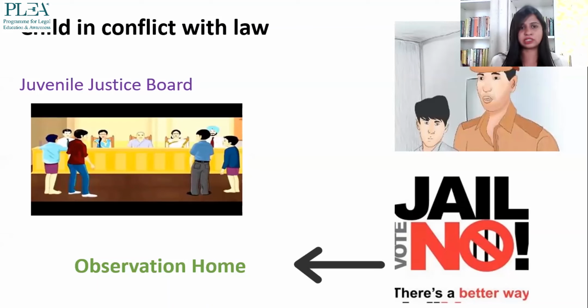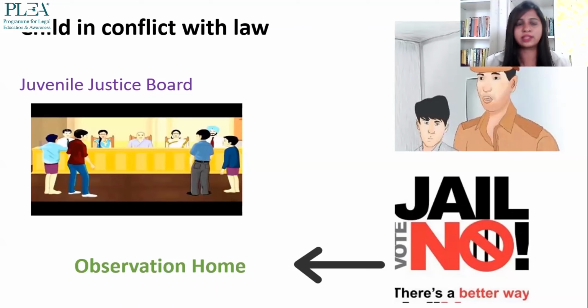It's very simple to understand. A child who has committed a crime becomes the child in conflict with law. He's produced before the JJB and he's never going to jail. He's always going to the observation home. There are a lot of other provisions involved in it. It definitely requires different sessions to cover the different intricacies of this law, and that's why I'm not covering this. I am not an expert in this law, so I don't want to touch upon this.